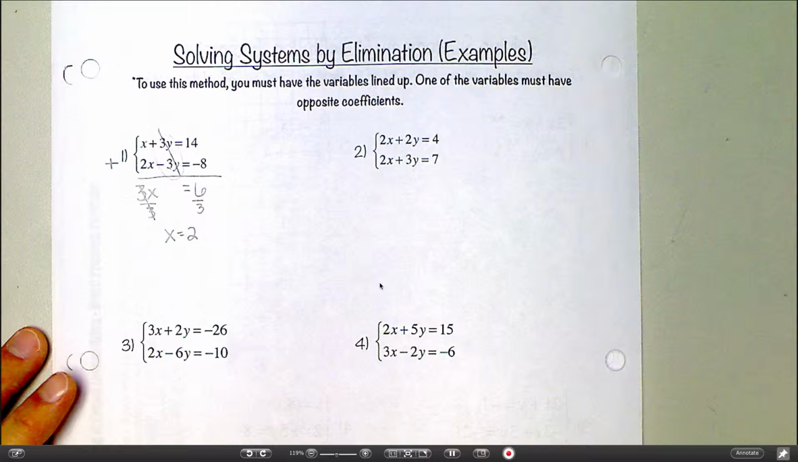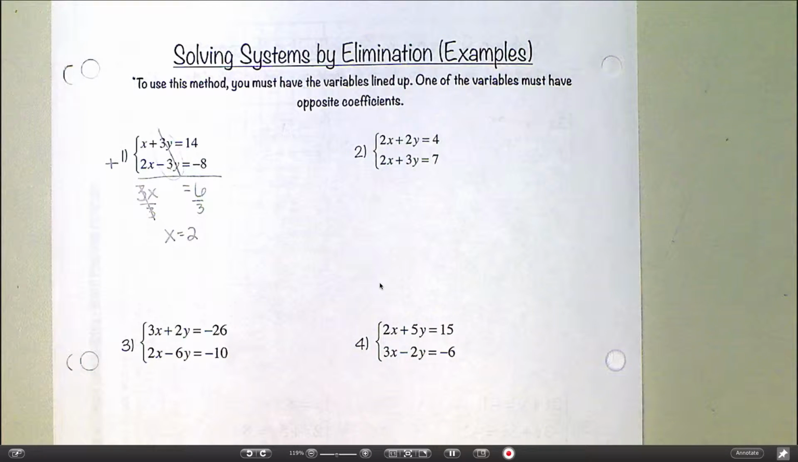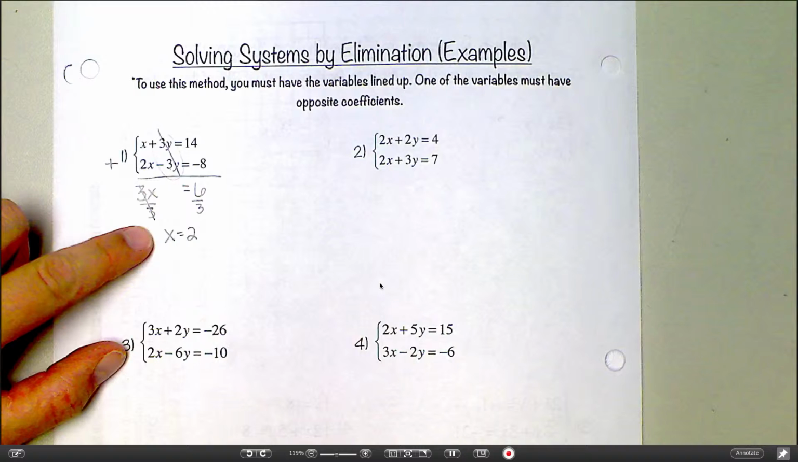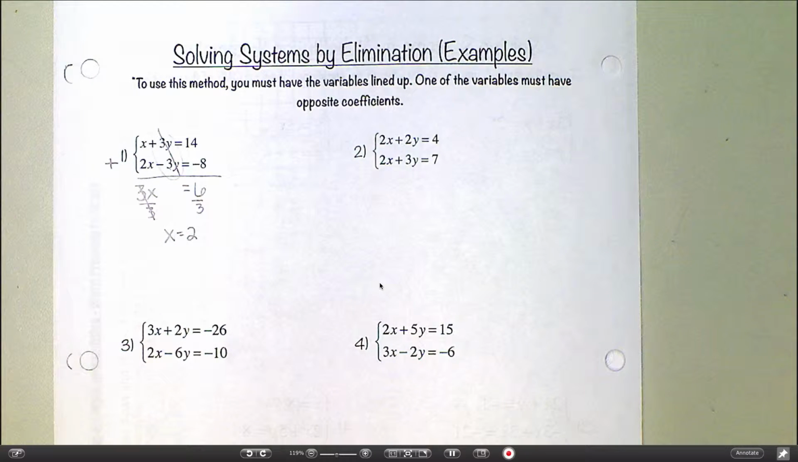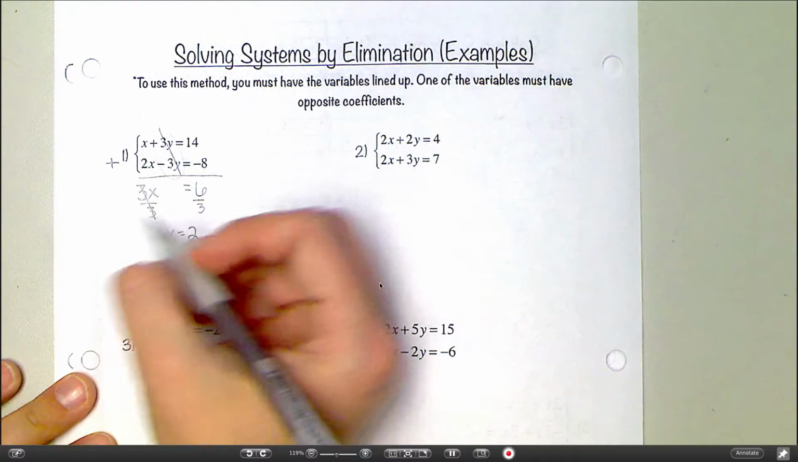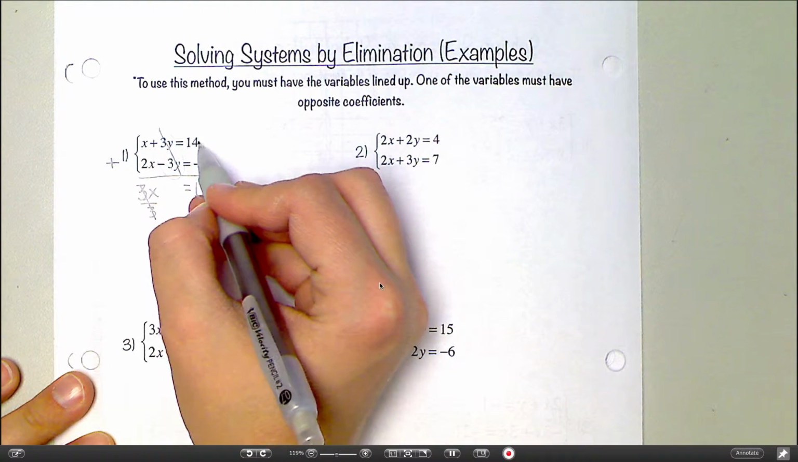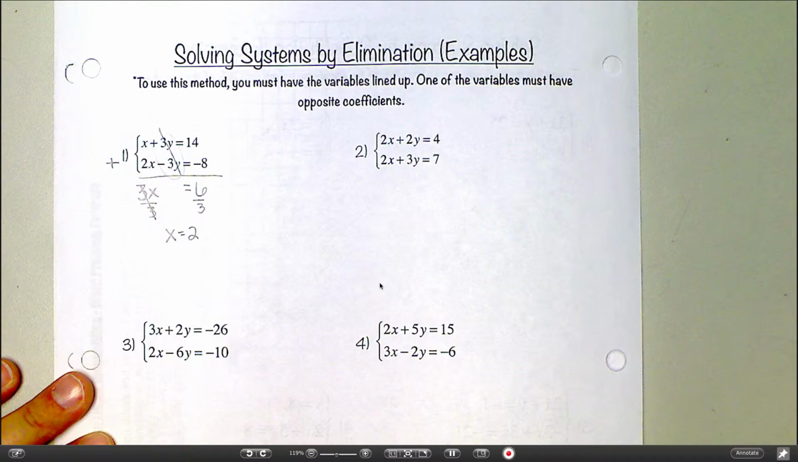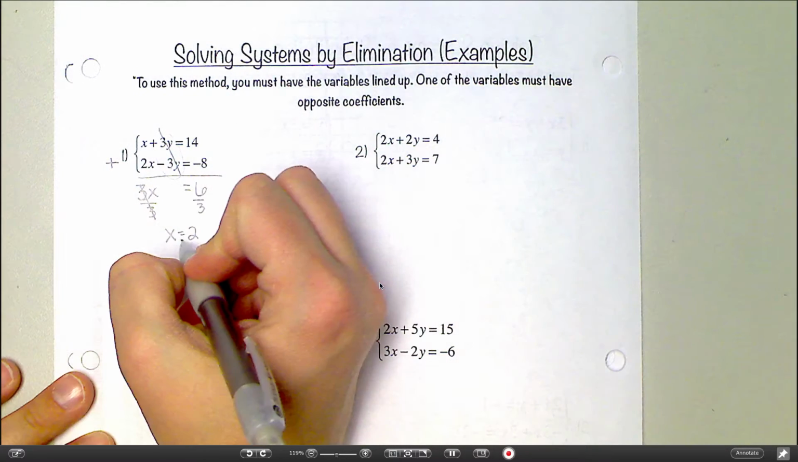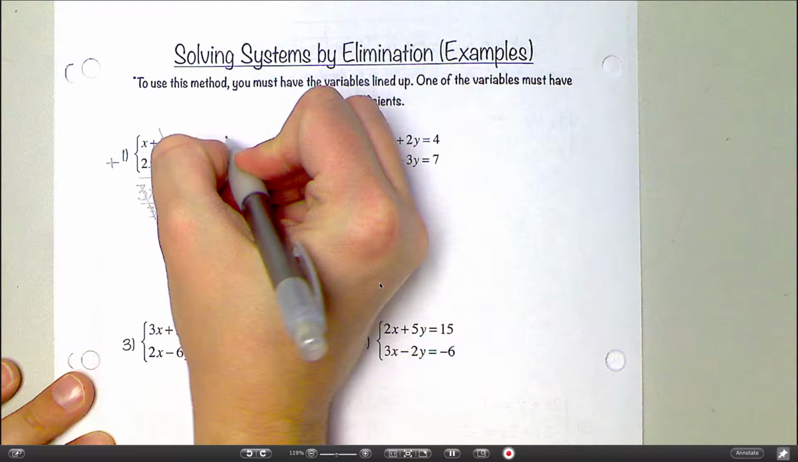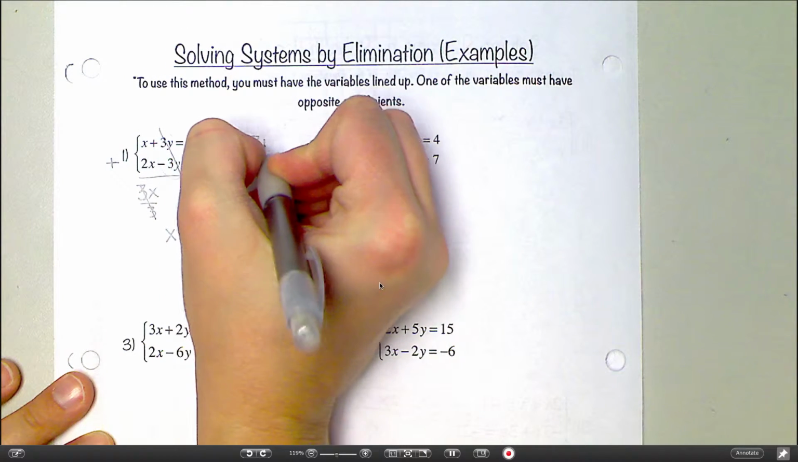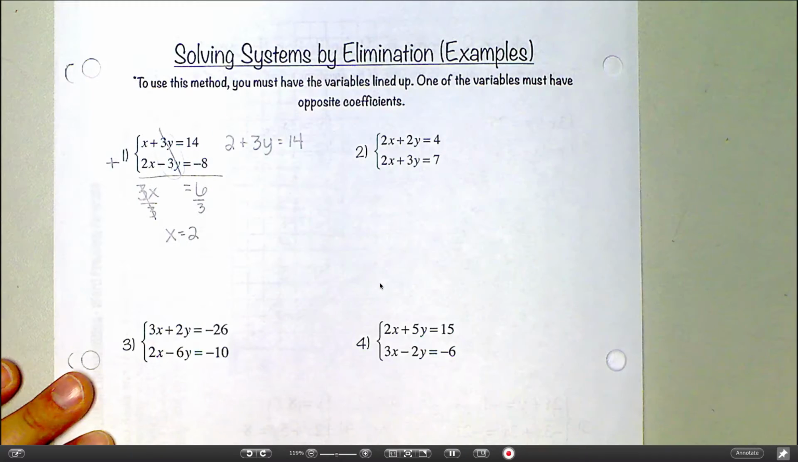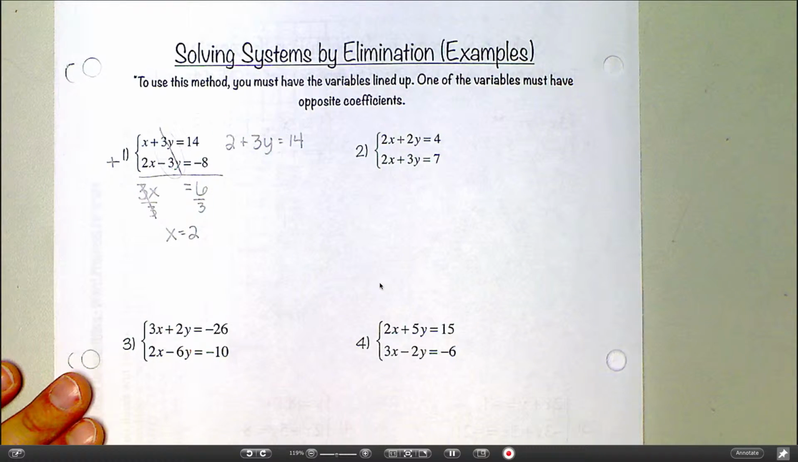Okay? Now I still need to go back and find y. And just like before, I'm going to take what I have for x and plug it back into one of my equations. Now this is not going to be as easy as substitution because you don't have any of your equations solved for y equals. I guess if you wanted to do that ahead of time you could. But I'm just going to take this 2 and plug it back into either one of my equations, whichever one looks easier to me. I think I like that top equation. So I'm going to put that in place of x. That's going to give me 2 plus 3y equals 14.